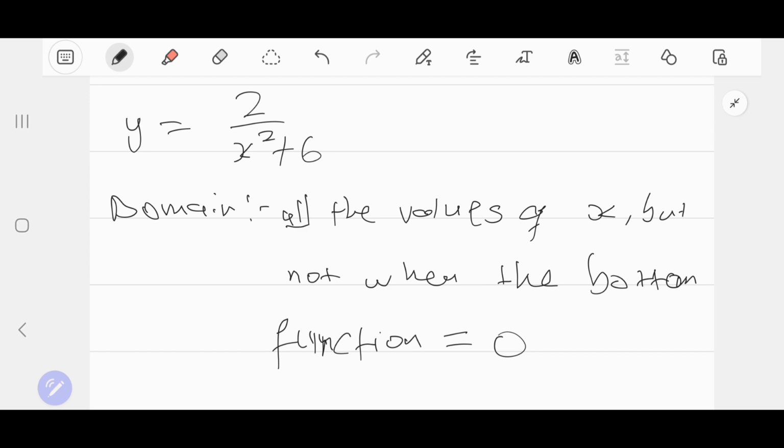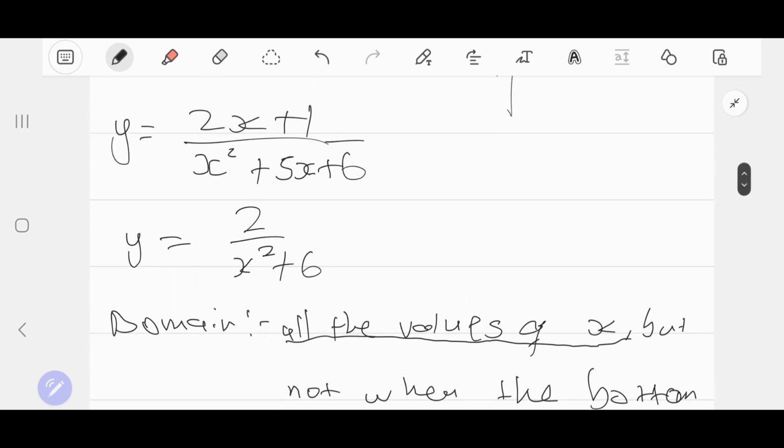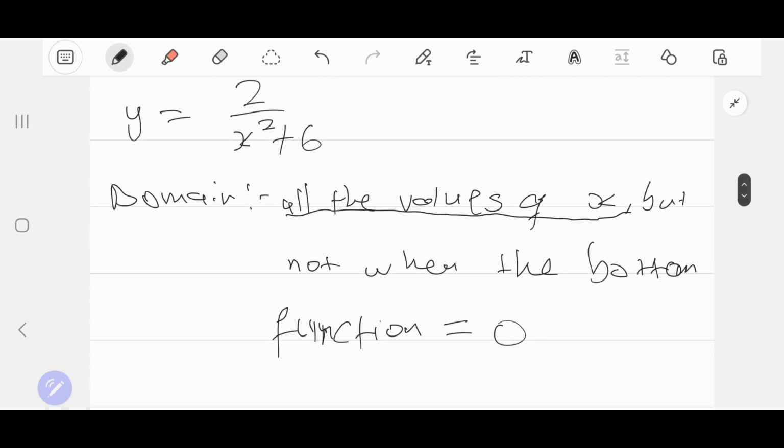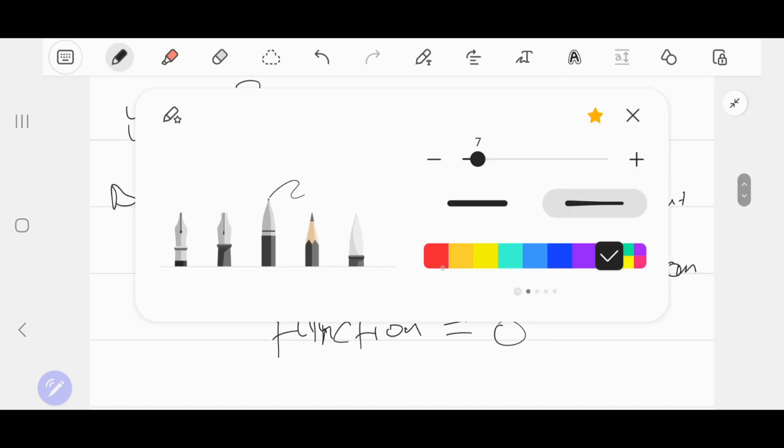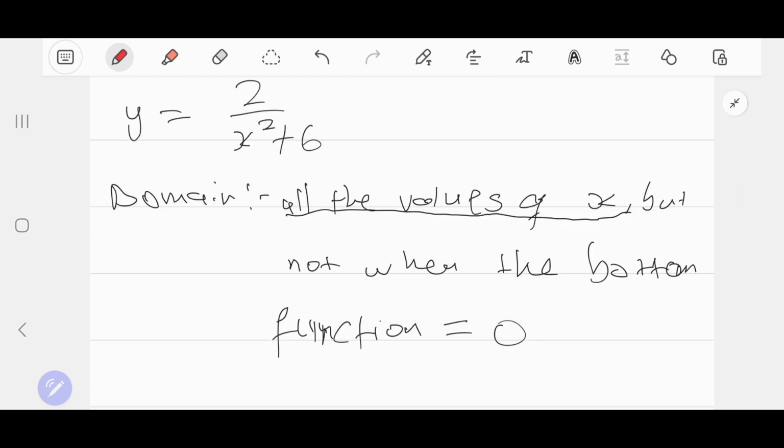Meaning all the values of x, people, they apply in these types of function, which are rational functions. But the most important thing, people, is that "but", because it restricts. Not when the bottom function is 0. So we exclude when that function at the bottom is equal to 0.